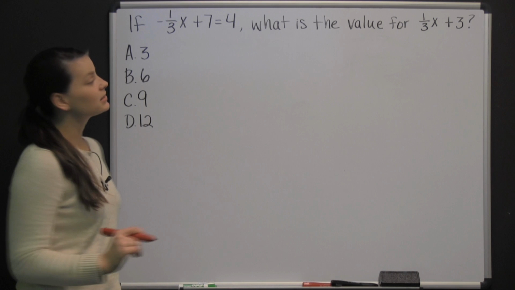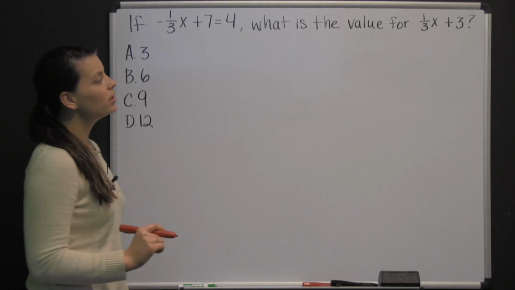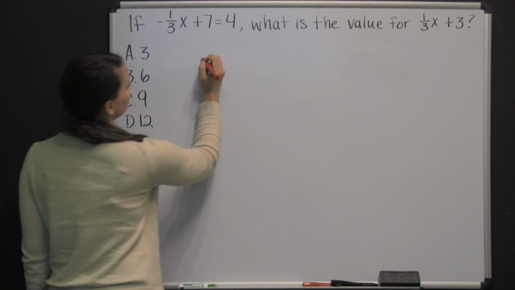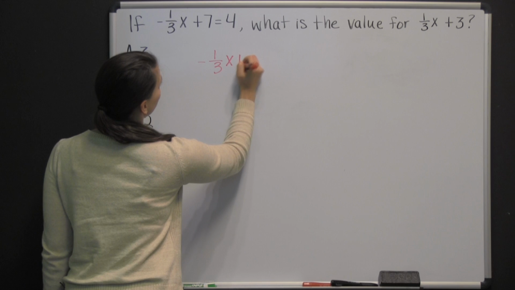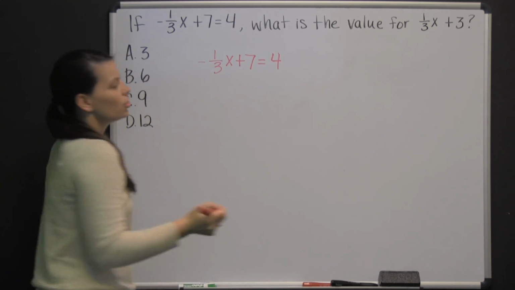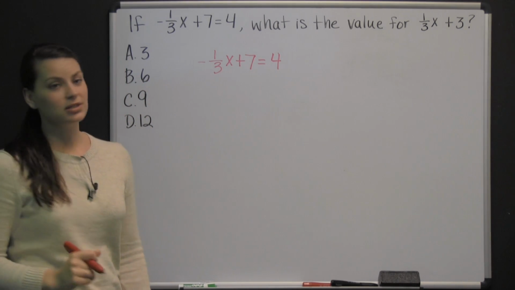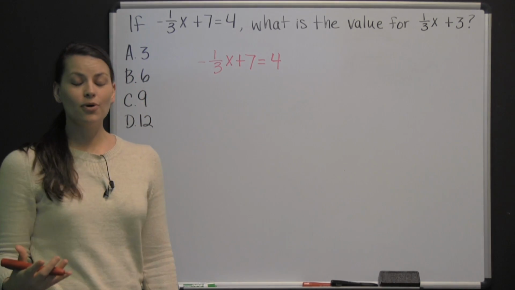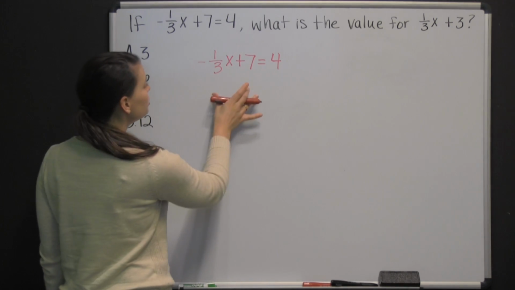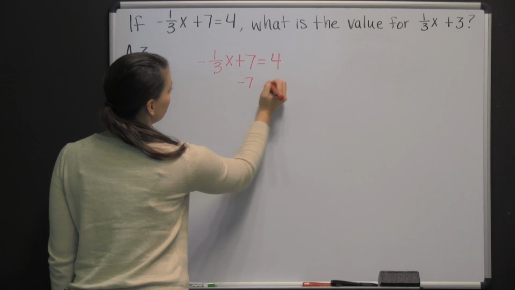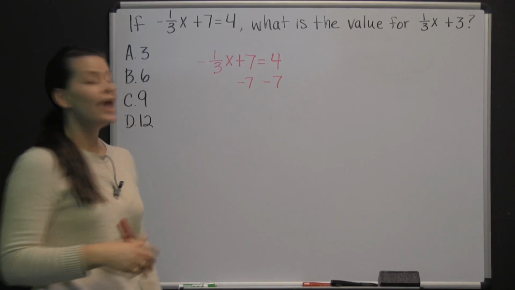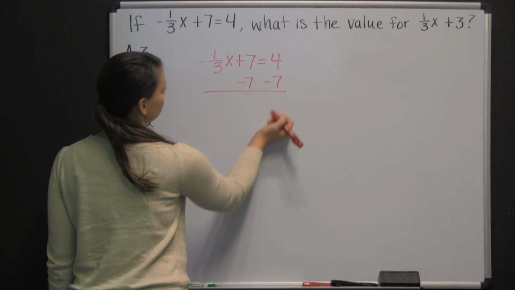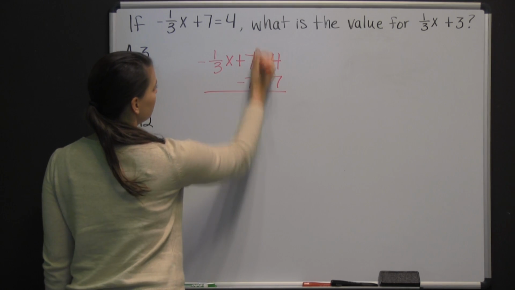If negative 1/3 x plus 7 equals 4, what is the value for 1/3 x plus 3? First, we'll solve our initial equation. Negative 1/3 x plus 7 equals 4. You want to start by undoing the addition or subtraction. That's the plus 7. Your goal is to get your variable by itself, and we do that by undoing the operations being done to it. So, subtracting 7. And then to keep the equation equal, we do the same thing on both sides. Because plus 7 minus 7 is 0.